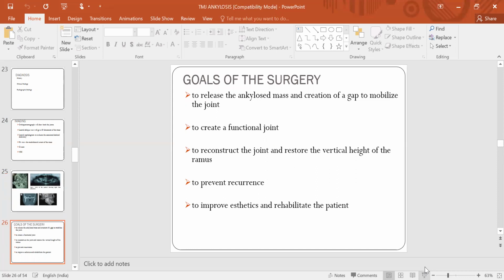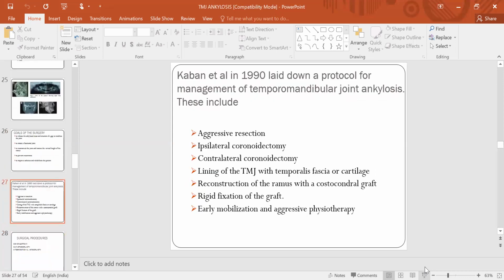So coming to the goals of the surgery, you have to release the ankylotic mass and create a gap to mobilize the joint, to create a functional joint, to reconstruct the joint and restore the vertical height of the ramus, to prevent recurrence and to improve aesthetics.